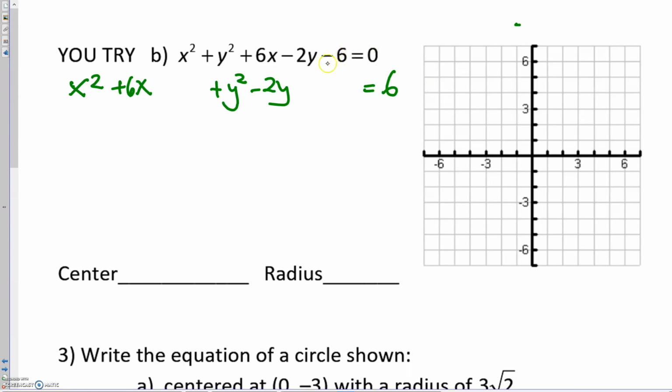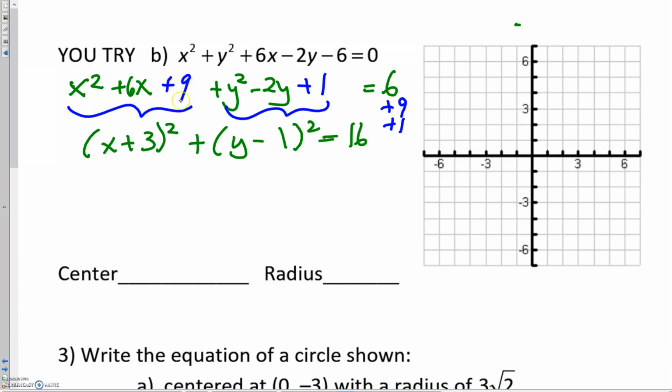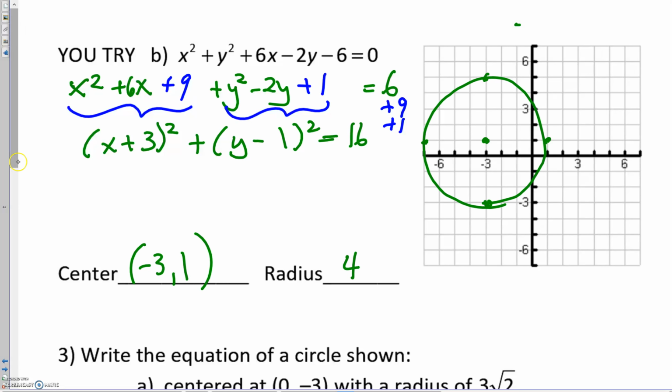So you moved your 6 over, so minus 6, then plus 6 on the other side. You group your x squared and your 6x, leaving a blank. Group your y squared and your minus 2y, leaving a blank. So then you take half of 6, 3, square it, added it, plus 9, half of 2 is 1, square it, 1, and you add that 9 and 1 to both sides. So I have this right here. So then I rewrite my x's as x plus 3 squared, and my y's as y minus 1 squared, and add it up and get 16. And I end up with this.